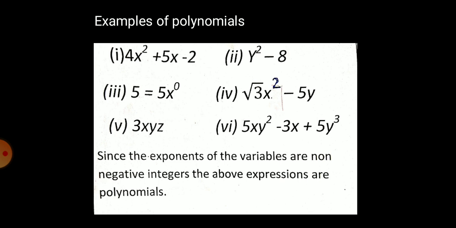3xyz, again this is a polynomial because x, y, z are not having any power. When it does not have any power, the powers are taken to be 1. 3x power 1, y power 1, z power 1. And again the sixth one also. The exponents of the variables are positive integers, so they are all polynomials.